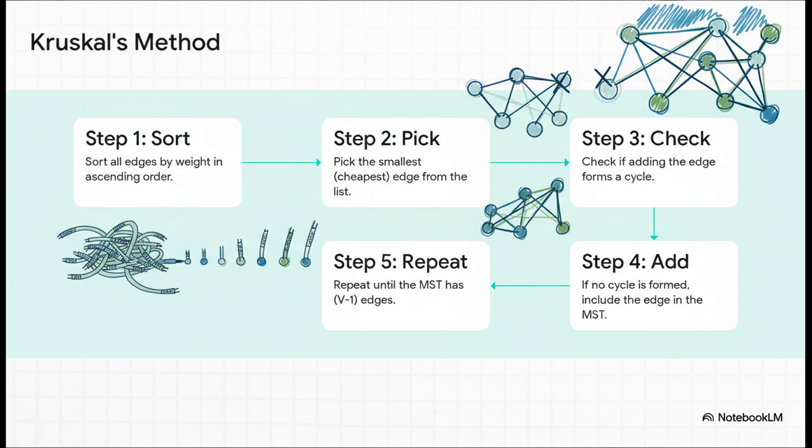First, you list out every possible cable you could lay, and you sort that list from cheapest to most expensive. Then, you just go right down the list. You pick the cheapest connection. Does it create a loop with what you've already built? No? Great, add it. Yes? Okay, throw it away and move to the next one.